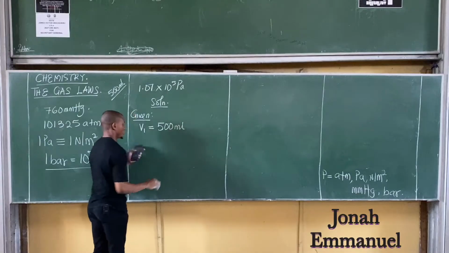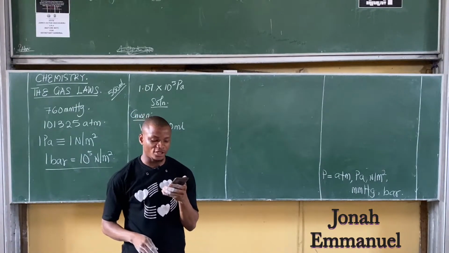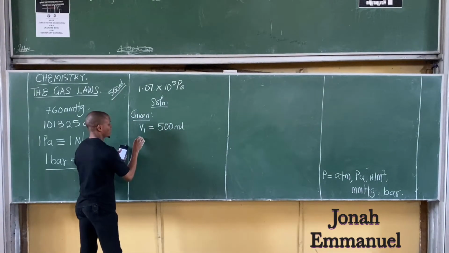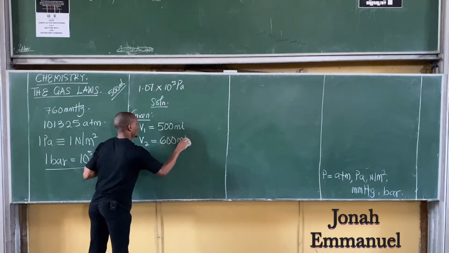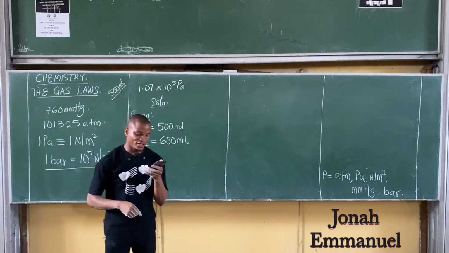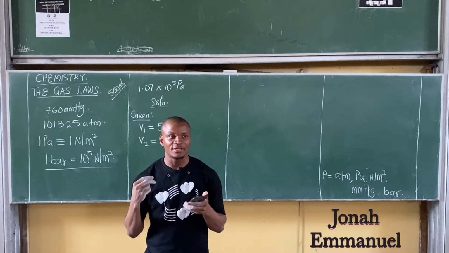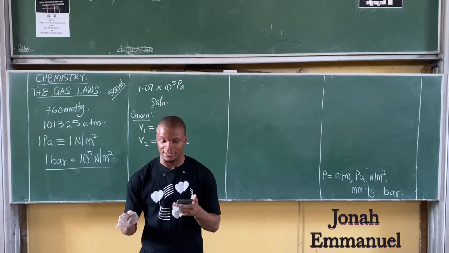500 milliliter. What next there? So it's allowed to expand into another flask of 600. So I'm giving V2 as being equal to 600 milliliter. I have this one there. Next up, it says connected through a valve and at the same temperature. Of course, for Boyle's law, temperature is constant, so it makes sense.